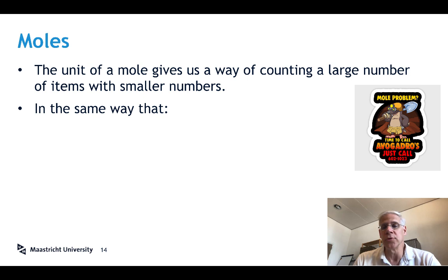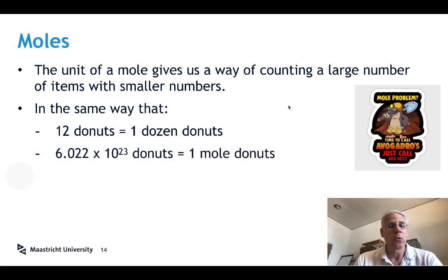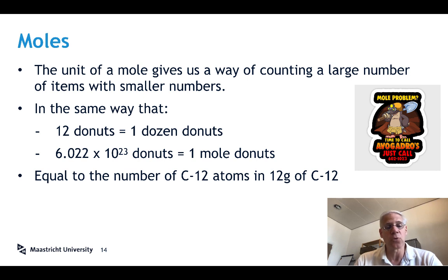So one of the more important units that we use in chemistry is something called a mole. A mole is really the same thing as a dozen. It gives us a way of counting a very large number of items just using smaller numbers. For example, 12 donuts is equal to one dozen. In the same way, 6.022 times 10 to the 23 donuts, which is a whole lot of donuts, would give us one mole of donuts. So the value for a mole is 6.022 times 10 to the 23rd, in the same way that 12 is always equal to a dozen.